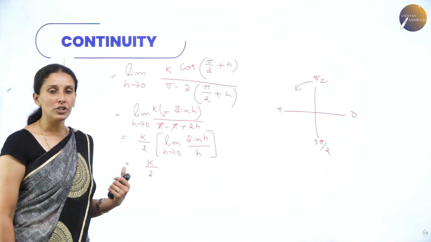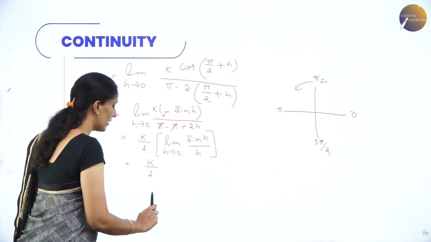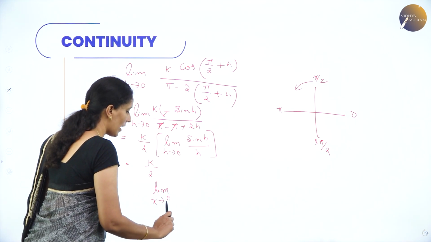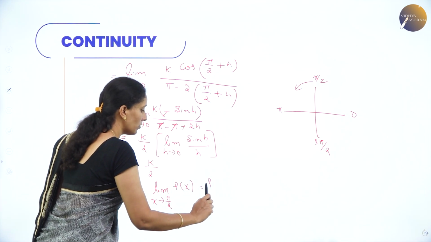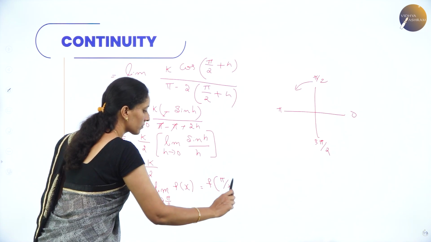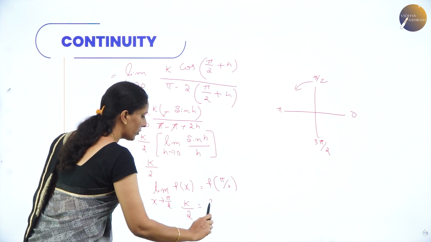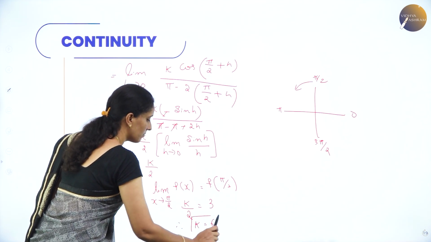So we know that the function is continuous at x is equal to pi by 2. Therefore, we can say that limit of the function as x tends to pi by 2, f of x, is equal to f of pi by 2. So that is, we have k by 2 is equal to 3. Therefore the value of k is equal to 6 here.